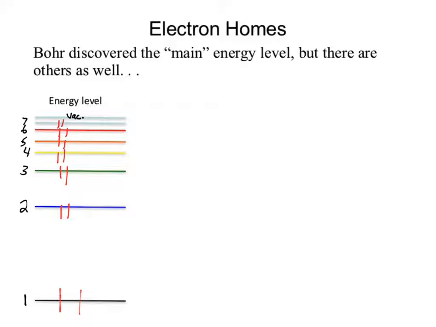Lowest energy level, right? There's our nucleus. There's our first energy level. Where's the second energy level? Which has more area? The second energy level. If I have more area, what can I potentially do? More electrons.